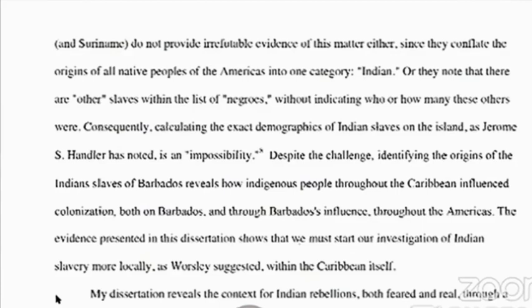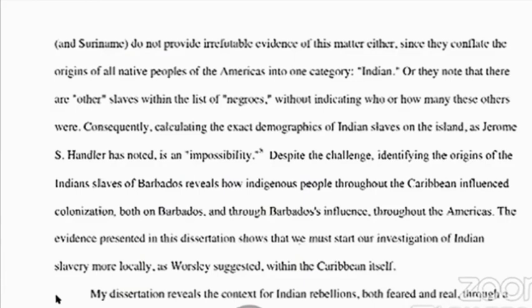And she's telling you right now, this lady who wrote this paper, they're not indicating who or how many of these others were. They're not really indicating specifics. Consequently, calculating the exact demographics of Indian slaves on the island, as Jerome S. Handler has noted, is an impossibility.